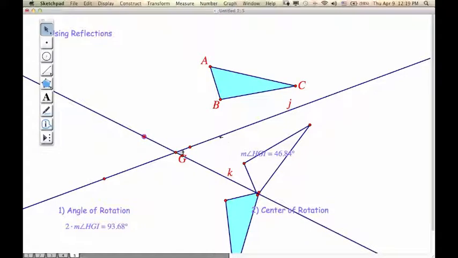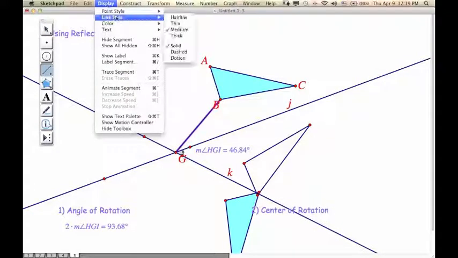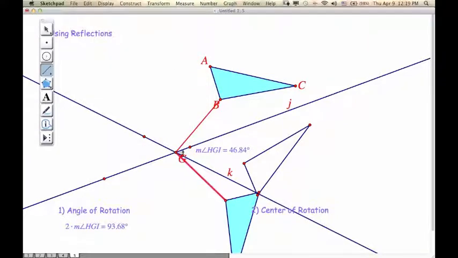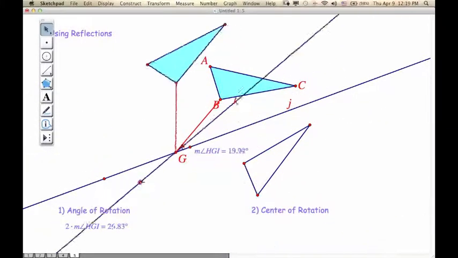There's also something to notice about the angle between J and K. The angle between J and K right now is 46.83 degrees, but my angle of rotation is always going to be twice that. Notice what happens if I connect my dots from B to G and from G to B prime. Notice how that angle is double this one right here.